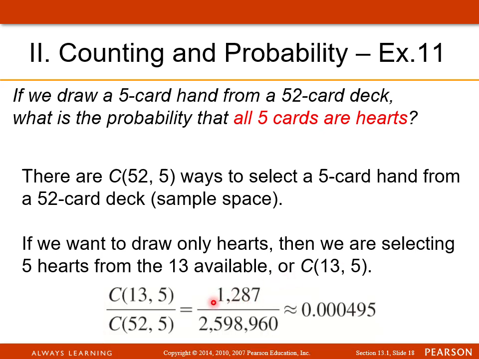So that comes up to be 1,287 over 2,598,960. If you were to divide that and get a decimal, you're talking about 0.000495. Even if we change that to a percent, it's less than 1%. This is 0.0495%. So not very good odds of getting 5 cards that are all hearts. It wouldn't matter if we did spades or diamonds, you would come up with the same probability.